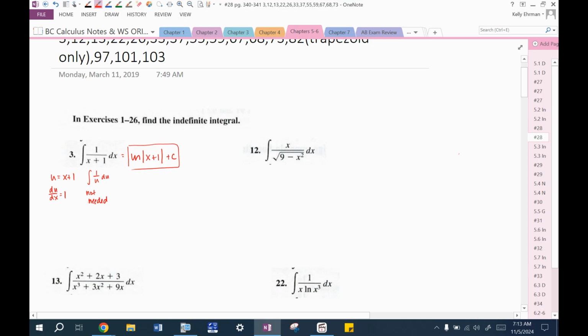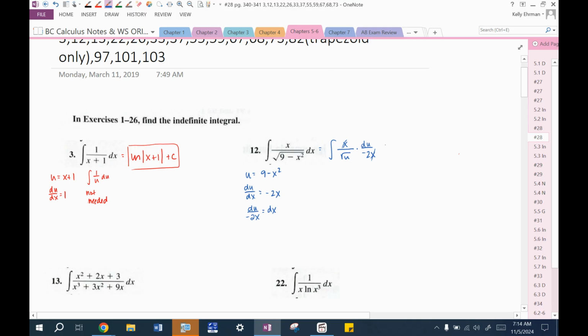For the second one, we're going to let u equal 9 minus x squared. du/dx would be negative 2x. You can solve this for du, solve this for dx. And then we can make our substitution here. So we have x on top. This is now the square root of u. And instead of dx, we're putting in du over negative 2x.